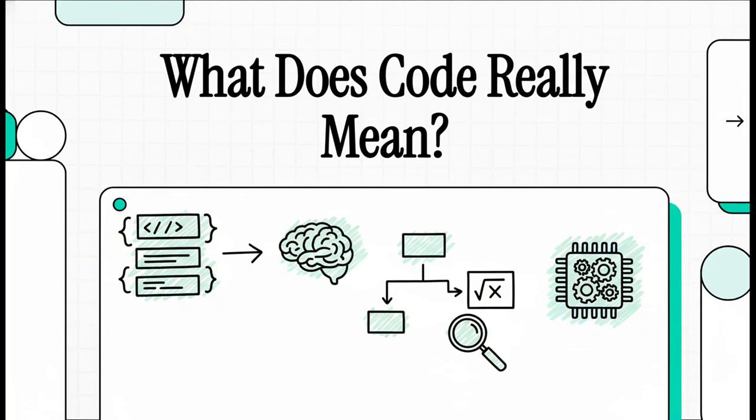So what does a piece of code really mean? It sounds simple, but it's actually a super deep question. Let's dive in and see how we can actually formally define and prove what our programs are all about.